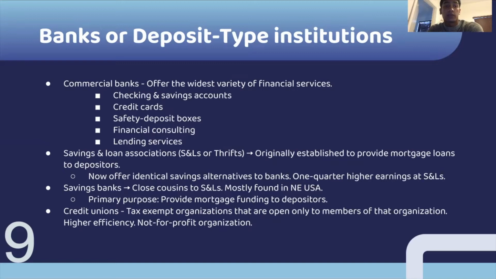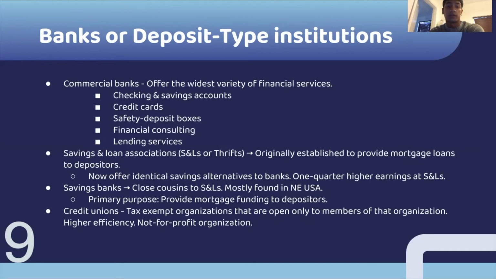And then next up, we have savings and loan associations and savings banks. Both of them provide the same type of services in that they provide savings alternatives to banks. They were both started as institutions that provided mortgage loans to depositors. And although they offer similar services to banks, they have higher interest rates compared to commercial banks.